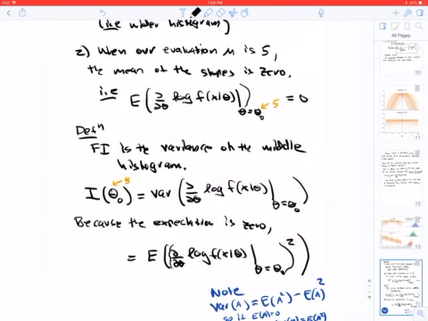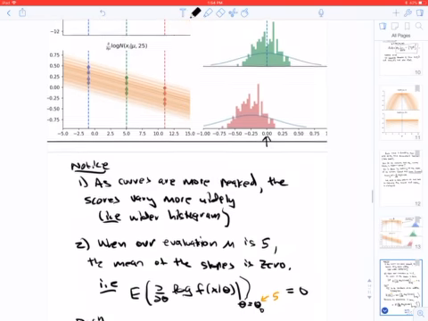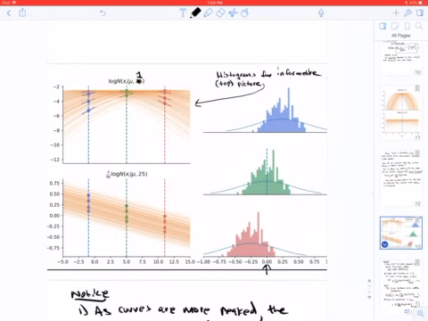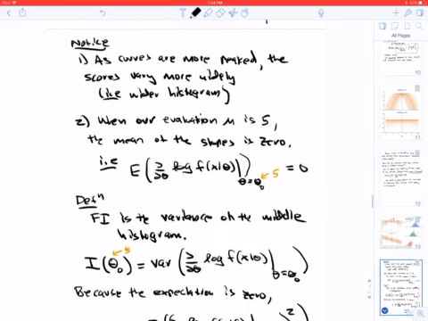Okay, so from these observations, we can make a definition. The Fisher information is the variance of the middle histogram. So this histogram in green here, the variance of this histogram is the Fisher information.